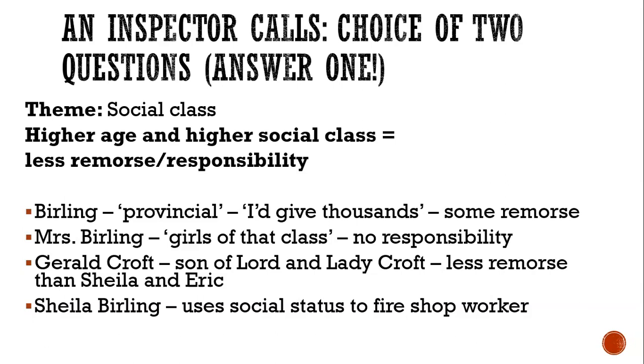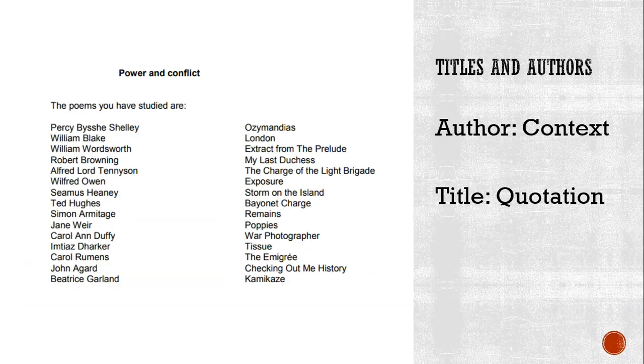However, as a contrast to that, Mrs. Birling was born into a higher class, and she's a real snob. She says "girls of that class" have "no morals, no scruples," and she doesn't accept any responsibility for her part in the suicide. Gerald Croft is a member of the younger generation, so he should be someone who's been more transformed by things. However, because he's of higher class, son of Lord and Lady Croft, he feels less remorse than Sheila and Eric. And Sheila, even though she does transform, initially does use her social status to fire the shop worker. So remember, you have all the titles from all the poems and all the authors in the exam as a way to prompt your memory.